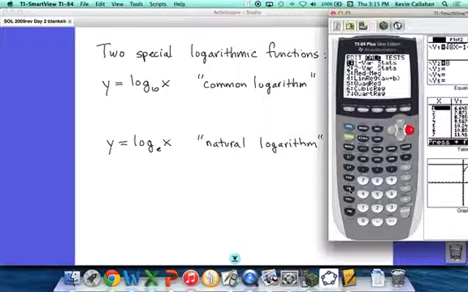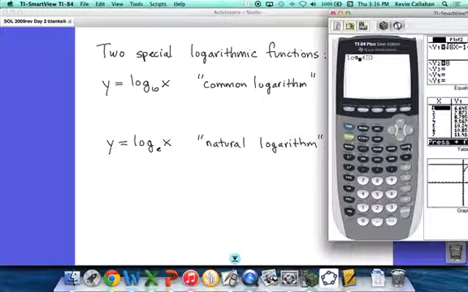Now, what if you had to take a logarithm of another base? How would you do that? Right? You would either go math, scroll to the bottom, and pick log base. That'll let you take a logarithm of any base. Okay? Enter. When you pick it, it gives you a chance to fill in whatever base you want. So you might use that to evaluate a logarithm. You might use that to graph a logarithm which is of a different base.